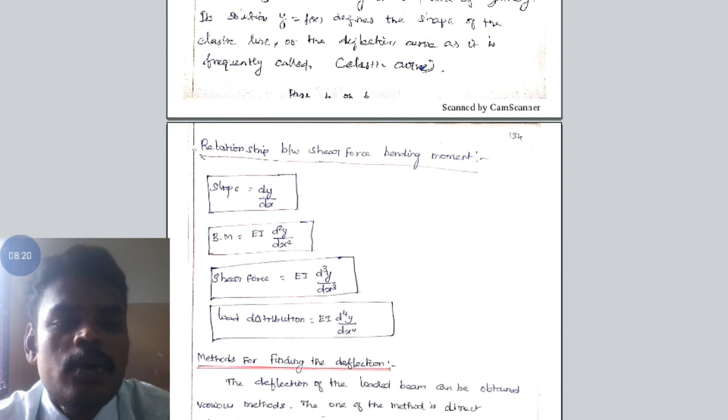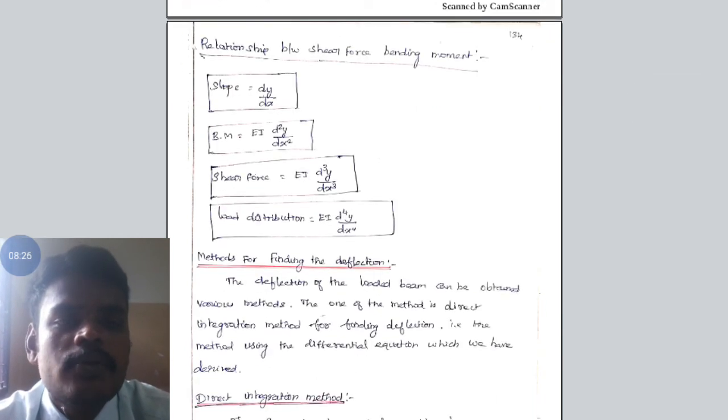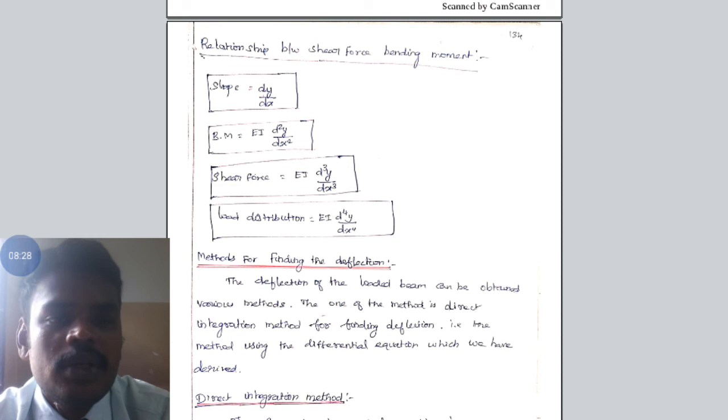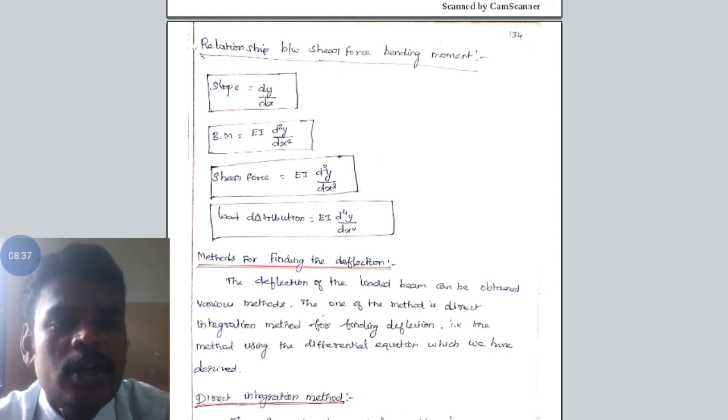For finding the load value and load distribution, we can use the formula EI into d power 4 y divided by dx power 4. It is nothing but: once we differentiate the deflection, we get the value of slope, and again differentiating, we get the value of bending moment. Again differentiating the same equation, we get the value of shear force. Finally, with the fourth derivative of the deflection, we get the value of load distribution.